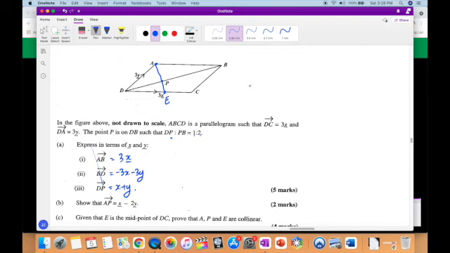Shazay, how do I show that they're collinear? I'm only picking on Scotia. Hello, Shazay. Yes, sir. Any ideas?